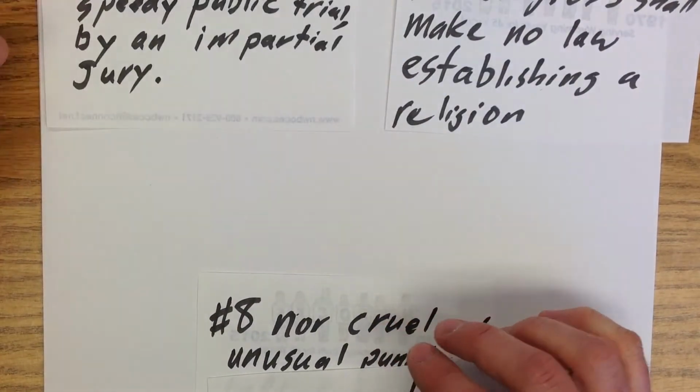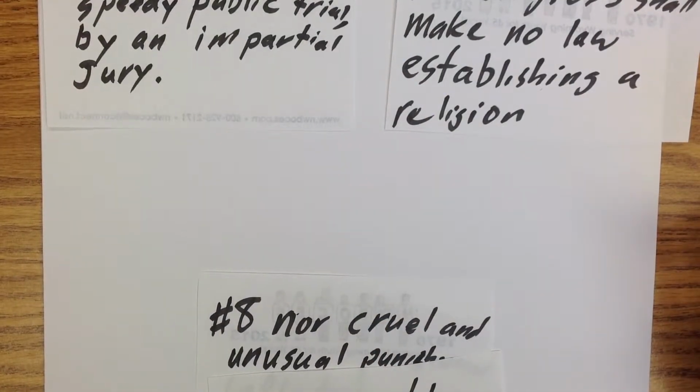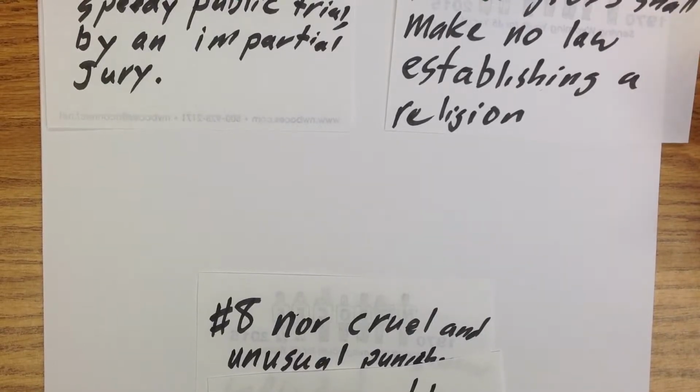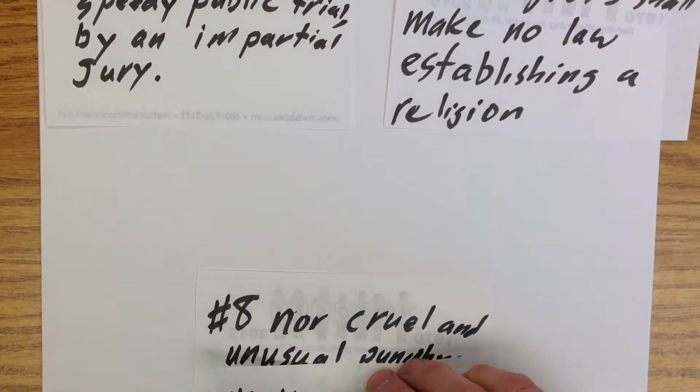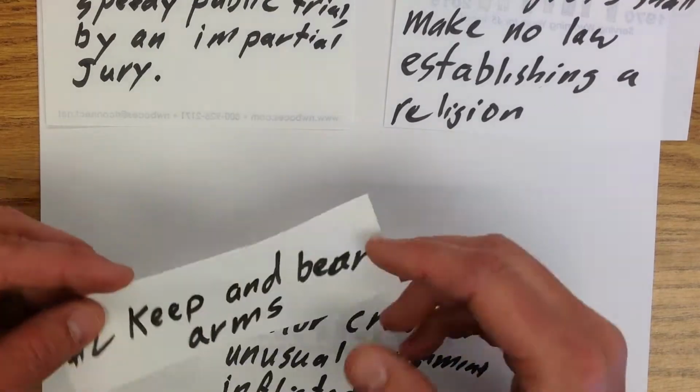Number 6, right to a speedy public trial by an impartial jury. They really got to understand what is a speedy public trial. Is going to trial the day after you commit the crime speedy enough, or is a year? Just discussion points for the teacher when they're introducing these.